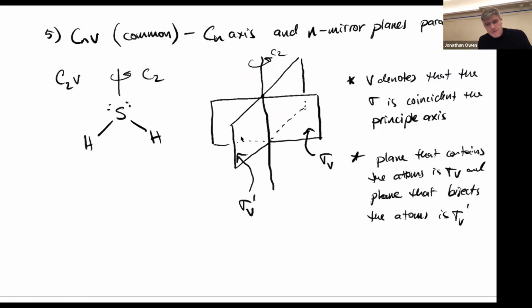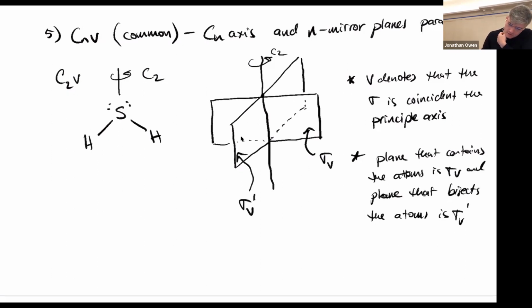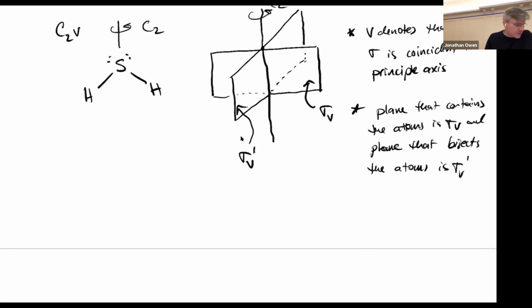Now, some of these conventions, as you're going to find, are not the same as what the book is using, and one book will be different than another book, and it can get a little bit confusing. But we're going to stick with this idea that when the atoms fall in the plane, the plane does not have a prime, and prime is given when the atoms fall off that plane.